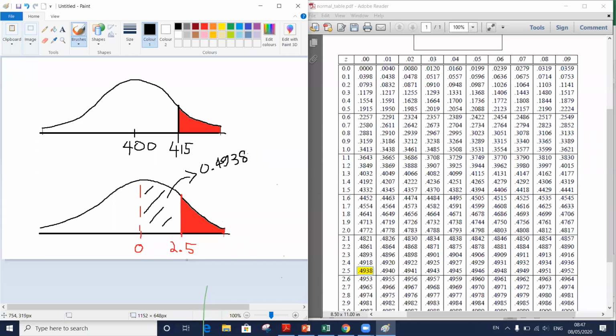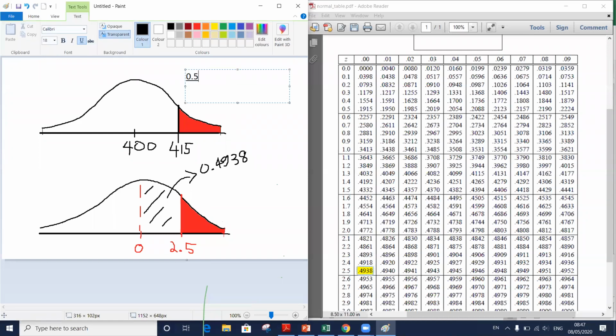To get the colored portion, what can I do? Just 0.5 minus 0.4938. Since it is symmetrical, one side is 0.5, and from that we can deduct 0.4938. Therefore the answer would be 0.5 minus 0.4938.